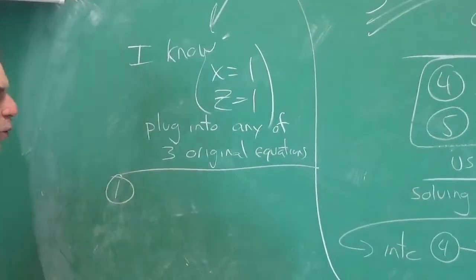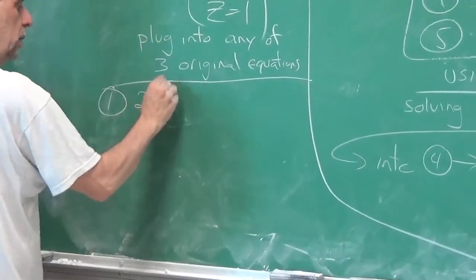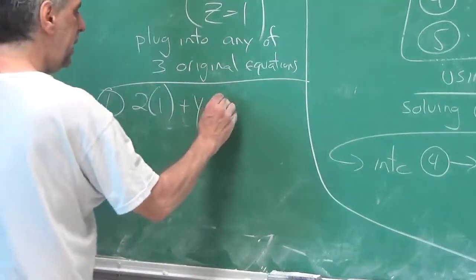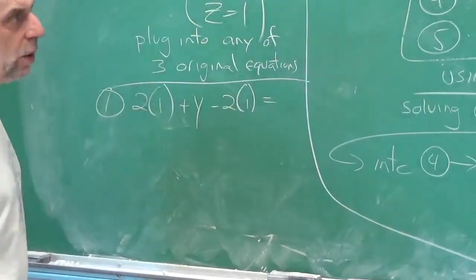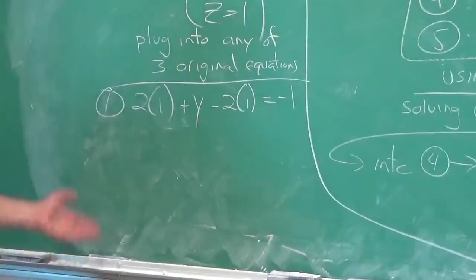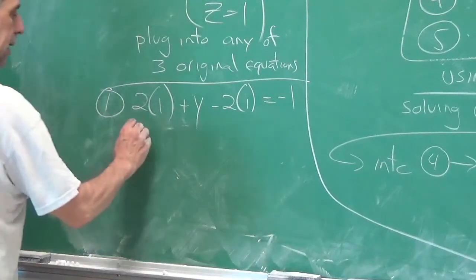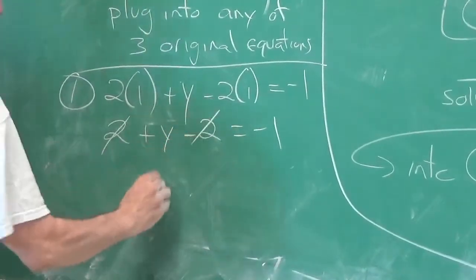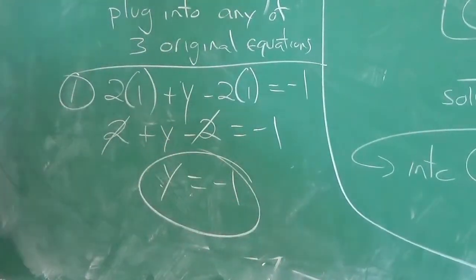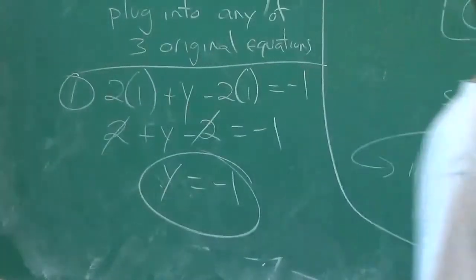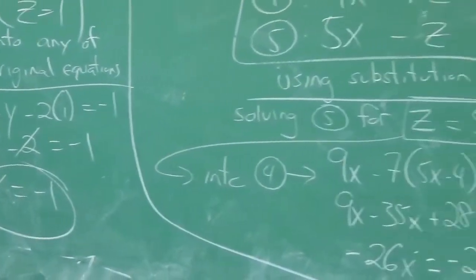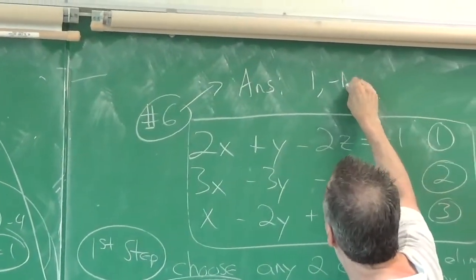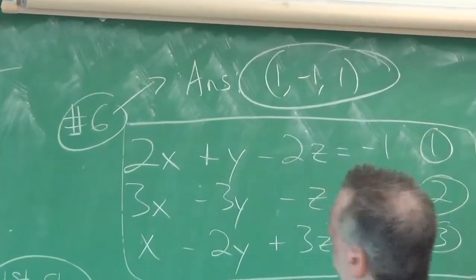I'll choose equation 1 just for the hell of it. 2 times x plus y minus 2 times z, I know equals negative 1. So now I have a one variable equation. I get 2 plus y minus 2 equals negative 1. So y is negative 1. So my answer to the original question is the ordered triple x, y, and z. That's my answer to the question.